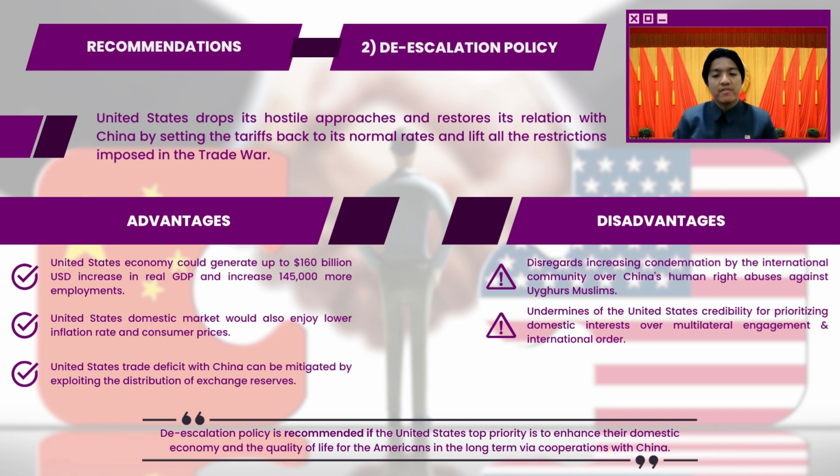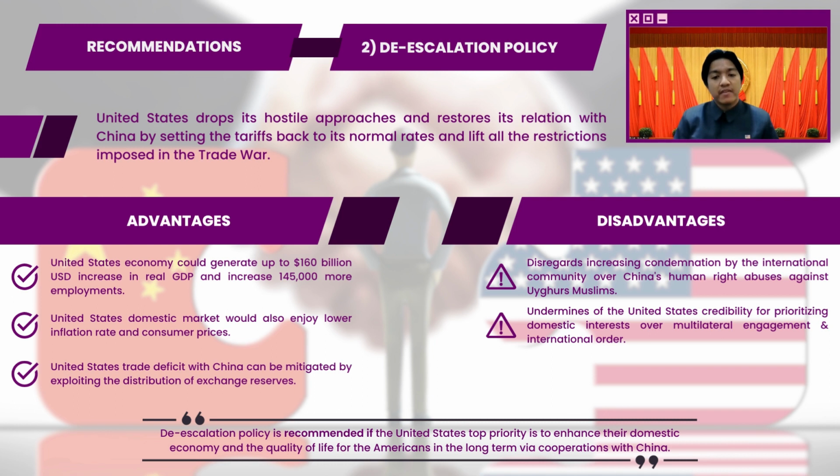One of the advantages of de-escalating the trade war is that it could result in the US economy generating up to a $160 billion increase in real GDP, as well as 145,000 more jobs by the year 2025. In addition, the domestic market of the United States will also enjoy lower inflation rates and consumer prices if de-escalation is adopted, as evidenced in the past 2 decades where the two variables were maintained relatively low due to US imports from China.